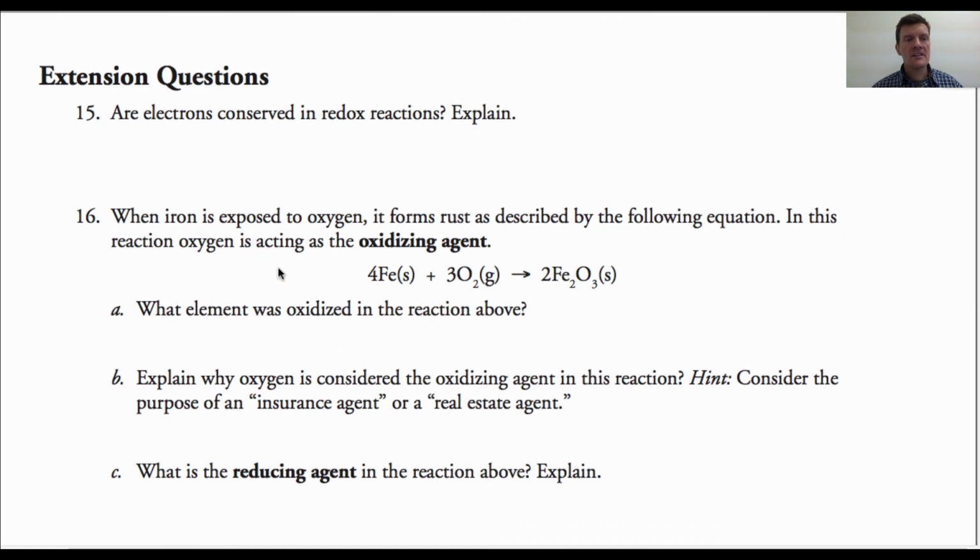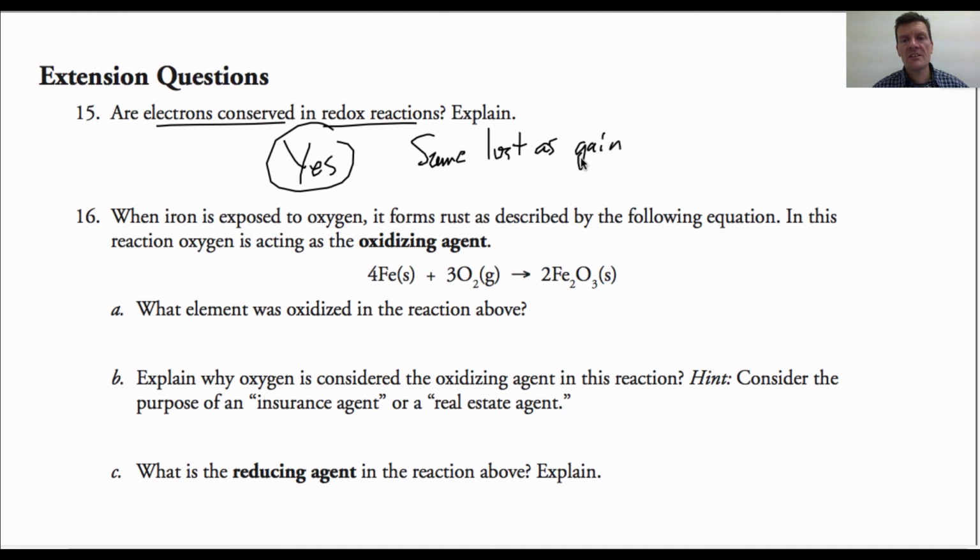Okay? All right, are electrons conserved in redox reactions? Yes, yes, yes, yes, yes. Same lost as gained. Electrons can't just go off into oblivion, nor can they just be picked up out of space. Okay? When iron is exposed to oxygen, it forms rust as described by the following equation.